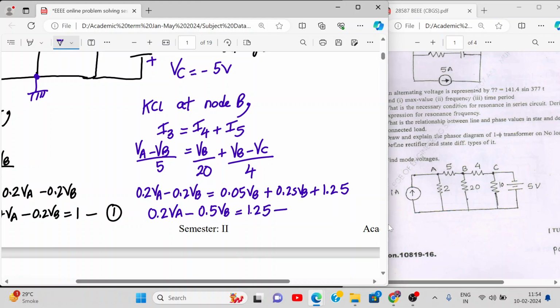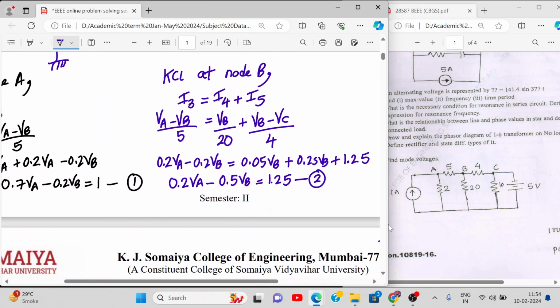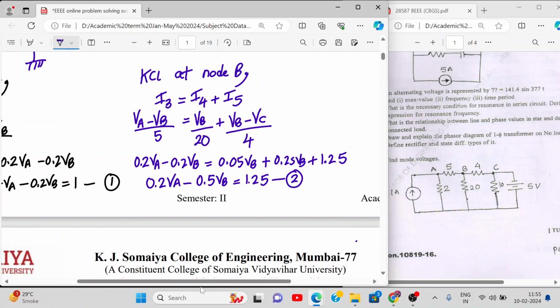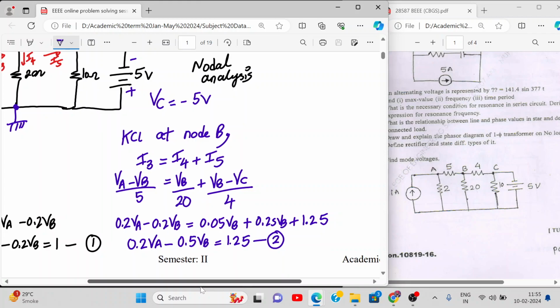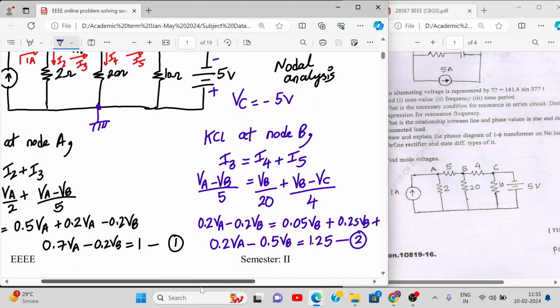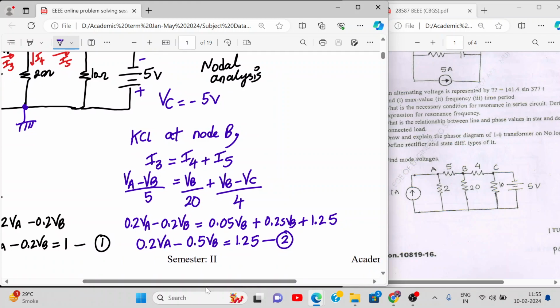Is this equation correct, everyone? Yes or no? Hello? By solving, is this what you are getting? Sir, shouldn't it be minus 1.25? Why minus? VB minus VC, right? VB minus VC, but VC is minus 5, no? Okay, okay, got it.